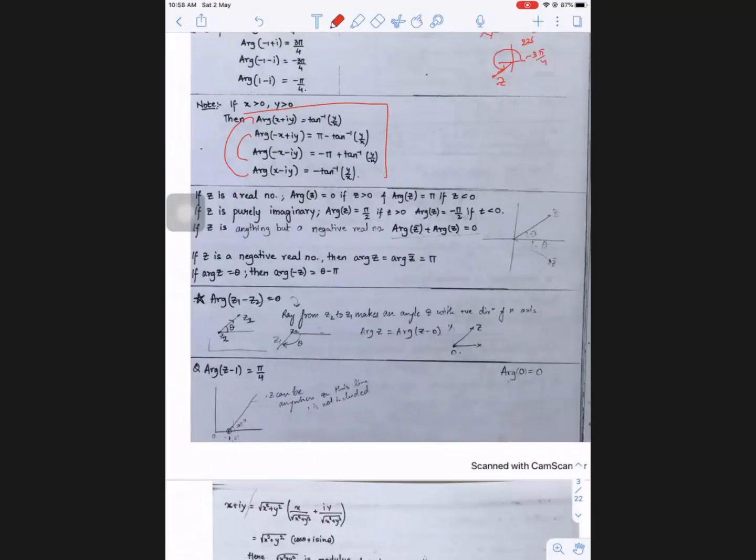Arguments: if z is a real number, argument of z is 0 if z is positive. And if z is negative, argument of z is pi. Very important point. So argument of z is pi for negative numbers and 0 for positive values. Even for 0 we'll take 0 only. If z is purely imaginary, then argument of z is pi by 2 if it is positive, and for the negative case it's minus pi by 2.